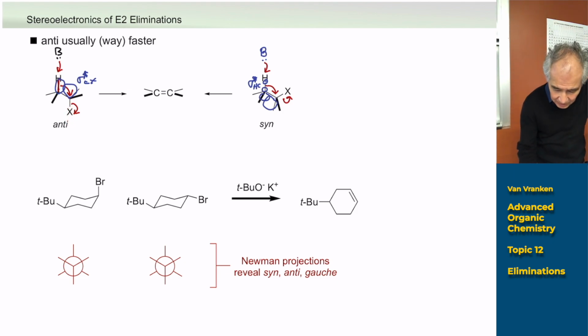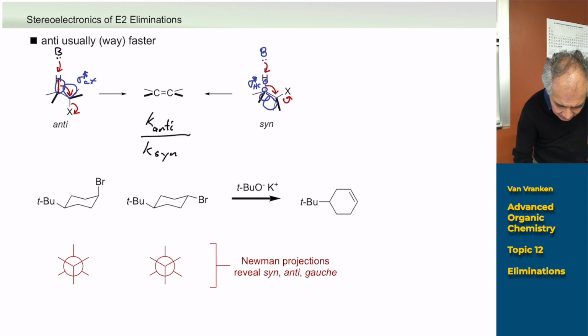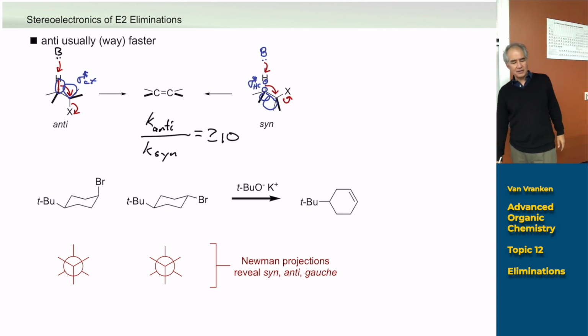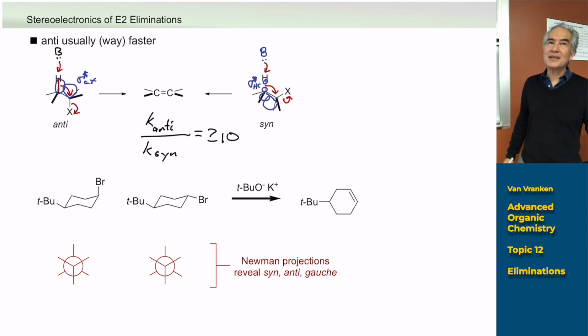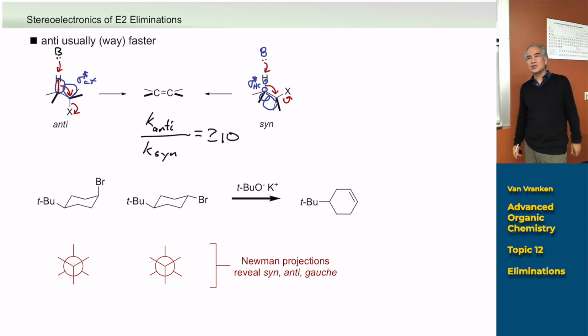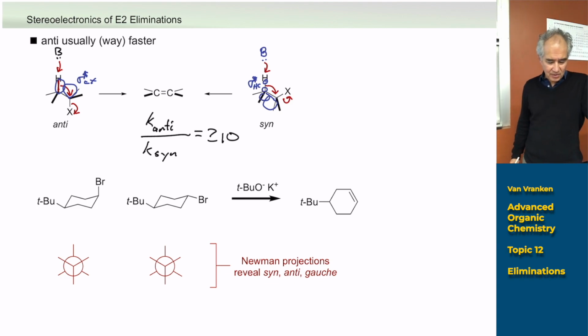And we know something about the relative rates of these processes. The rates for the anti-elimination versus the syn are almost always hundreds of times faster, but I'm just going to give you a more conservative estimate, that it's usually 10 times faster. More than 10 times faster when you have that anti-arrangement. So molecules that can adopt that anti-periplanar relationship are going to do that.